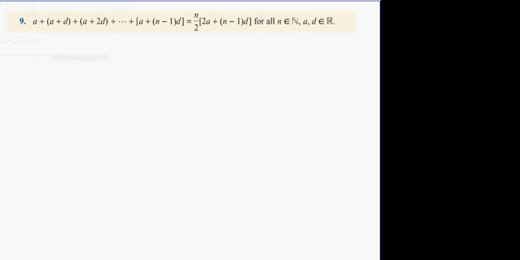Okay, so this is proof by induction on question 9. Prove that a plus d, so this is basically an arithmetic sequence, guys. a, that's t1, t2, t3, and that's tn. And what we want to prove is that this equals this formula here, which is Sn, for all values of n.